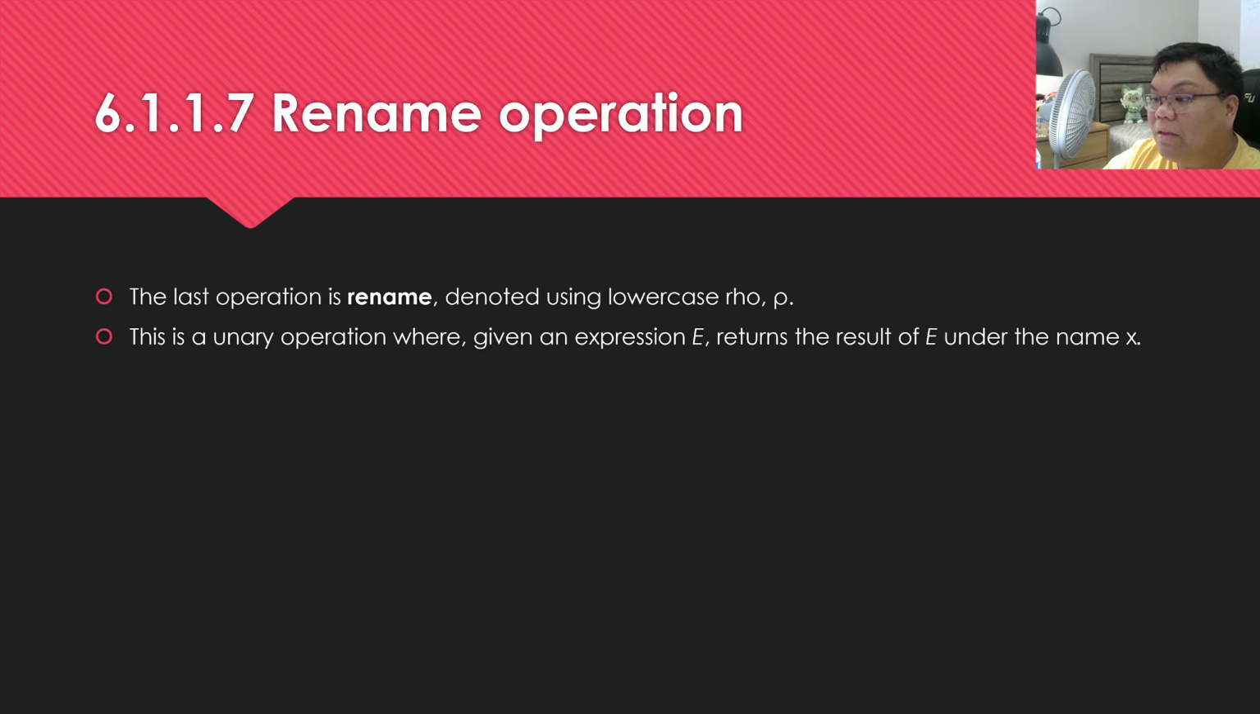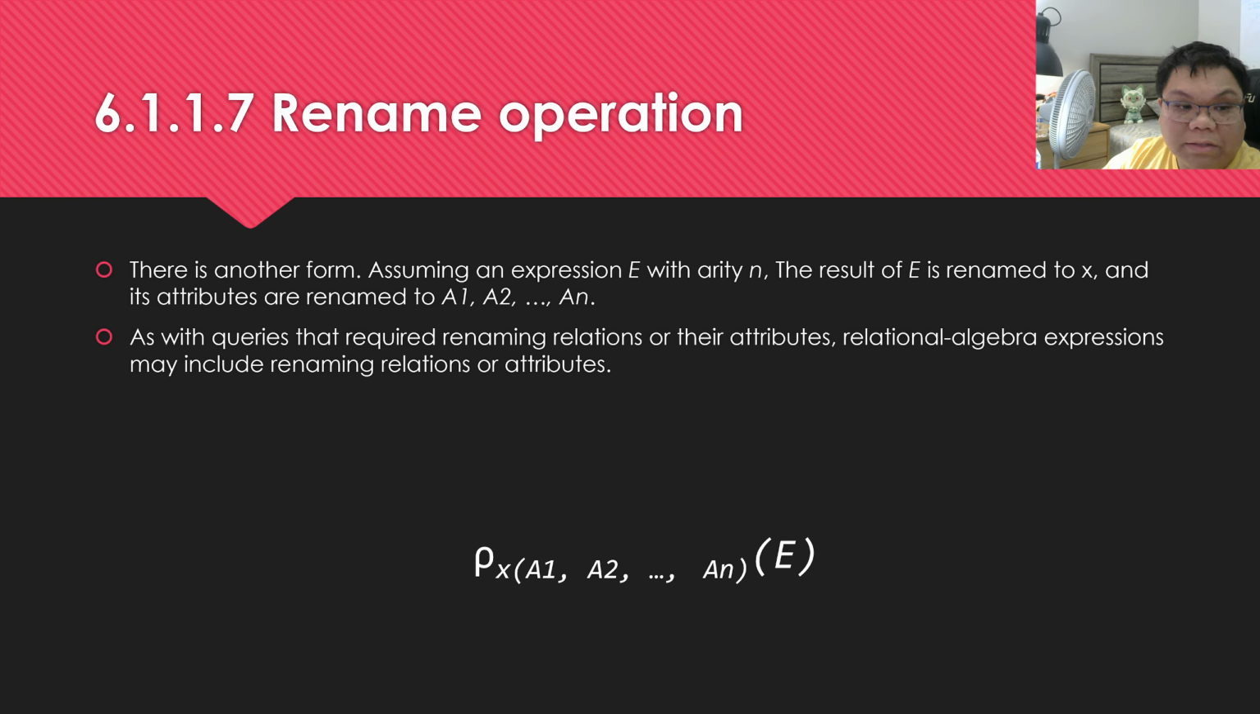The last one is rename. We denote that using a lowercase rho. It looks like a P, but that is the Greek letter, the Greek equivalent of the letter R. Given an expression E, it's going to rename the result of that expression under the name of X. So rho sub X of E just returns that expression, or rather the result of that expression, with the name of X. We can also rename individual attributes too.